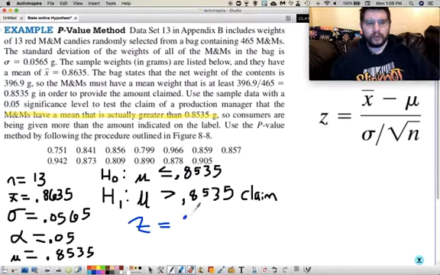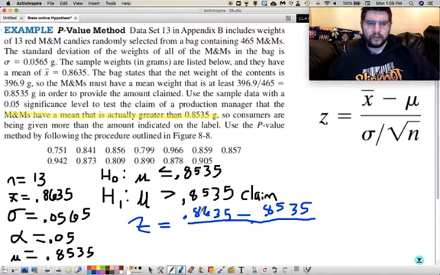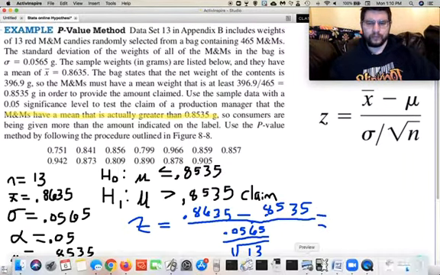So X bar is 0.8635 minus the mean, 0.8535. That decimal should definitely be further out. Over sigma, 0.0565 over square root of N, 13. So this is our test statistic. Just need to type it in the calculator and see what it is.